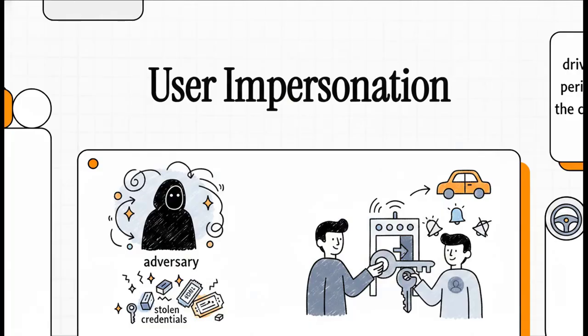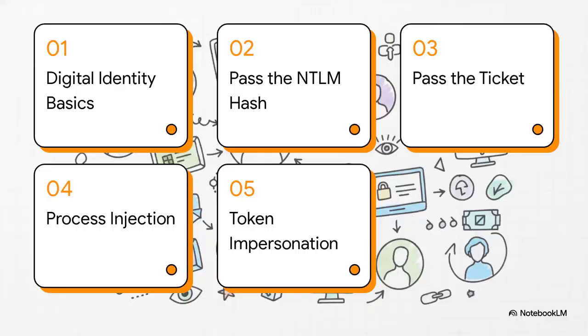How do you magically become that target user on the network without setting off every single alarm bell in the building? Well, welcome to this explainer on user impersonation, where we're going to decode the exact mechanics of assuming a digital identity. Here is our roadmap for today. We'll start with 1, anatomy of digital identity, move into 2, passing the NTLM hash, then 3, passing the Kerberos ticket, 4, process injection strategies, and wrap up with 5, token impersonation and management.